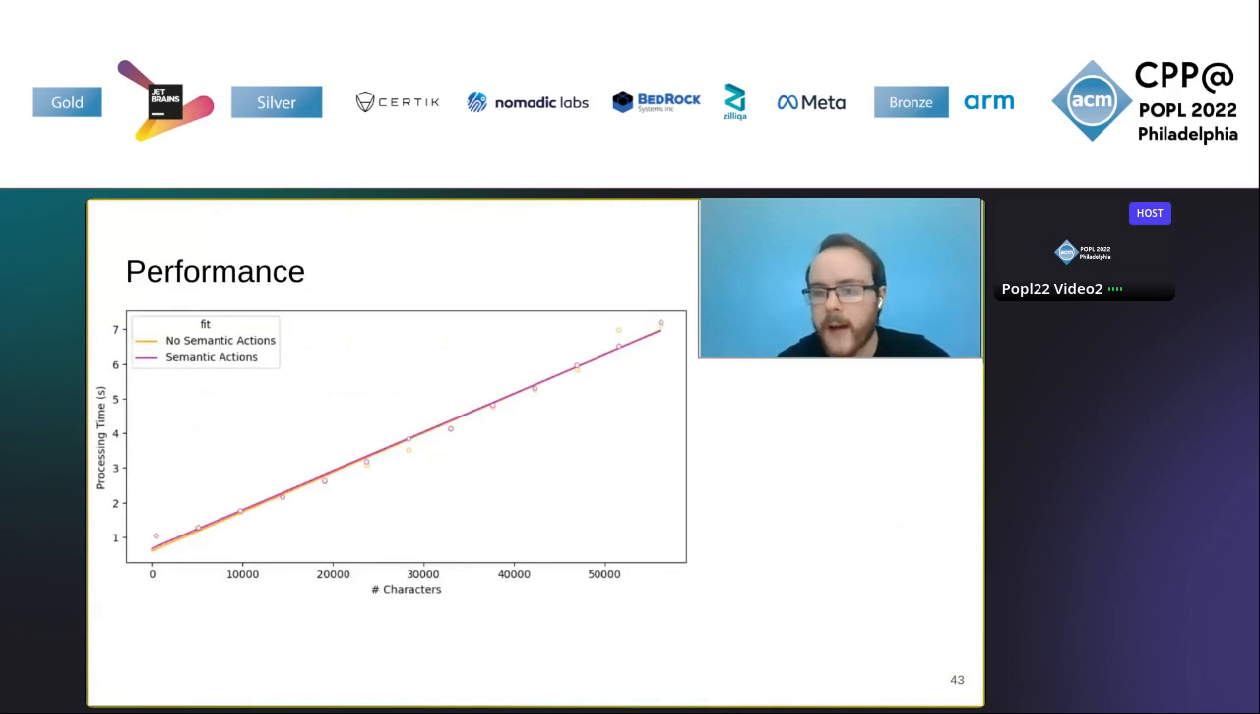And we wanted to verify that adding this extra layer did not impact performance. And indeed, there's no significant difference between Verbatim with or without semantic actions in this case. Of course, the user might provide semantic actions of arbitrary complexity, so it's hard to make runtime guarantees. But if the semantic actions are reasonable, we've shown that they will not affect performance significantly.